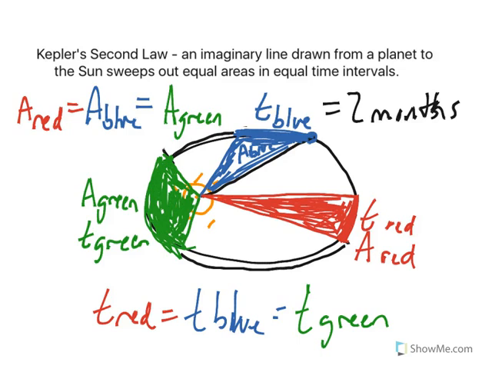And so the 2 months that we took to traverse the blue part of the orbit is the same 2 months it took the green part of the orbit, which is the same 2 months it took to traverse the red part of the orbit. But why are the lengths different? The red part of the curve is much shorter than the blue part of the curve, which is much shorter than the green part of the curve. And that's because the areas are the same. So the red area is the same as the blue area, which is the same as the green area. So what does that mean?